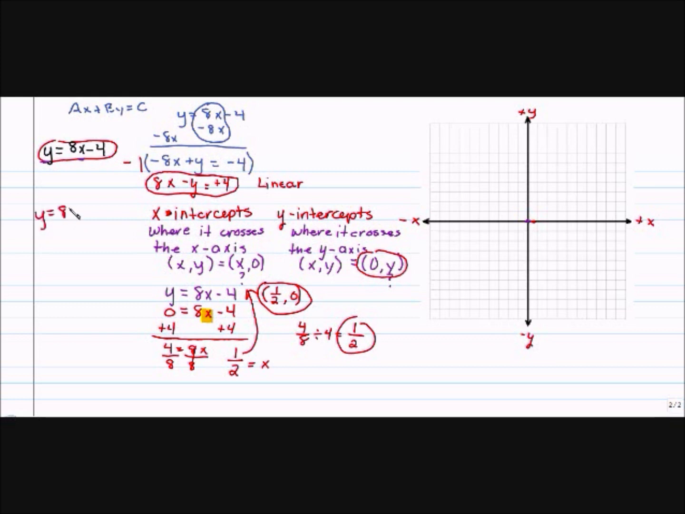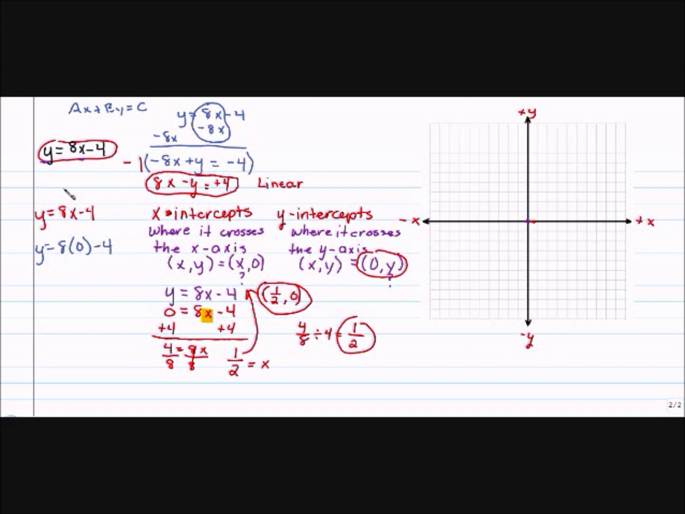Y equals 8x minus 4. What did I say? Oh, the opposite. Since I'm looking for my y-intercept, I'm going to plug in 0 for x. So y equals 8 times 0 minus 4. And you can do this with either equation, your standard form or your y-intercept form.